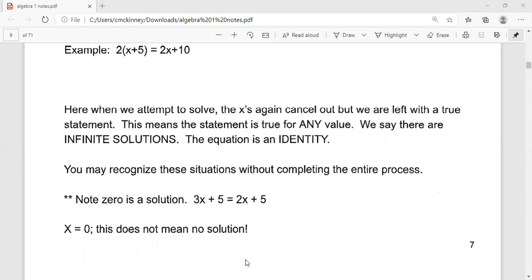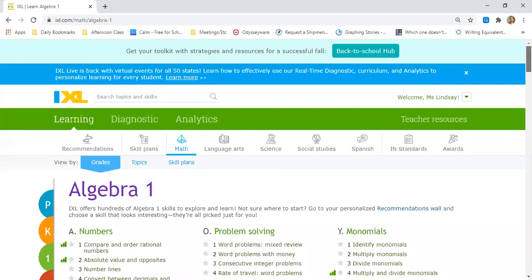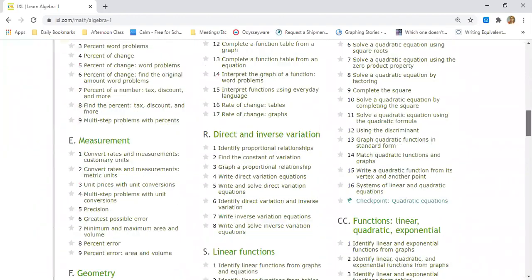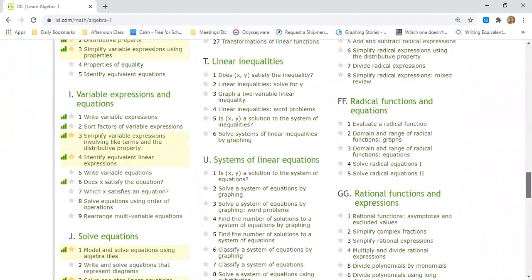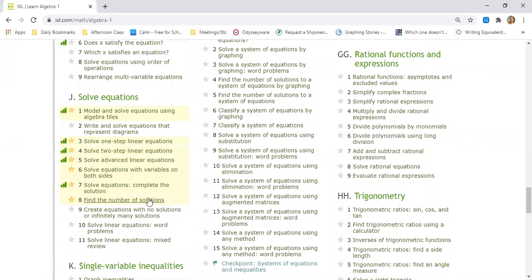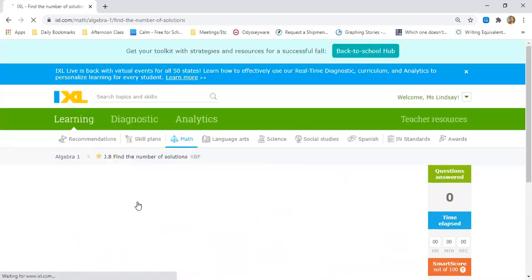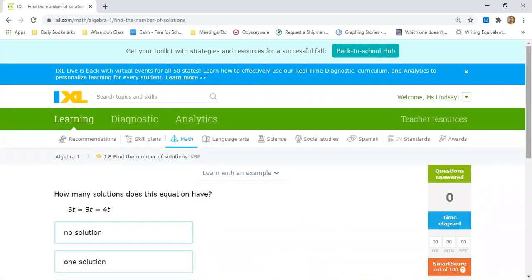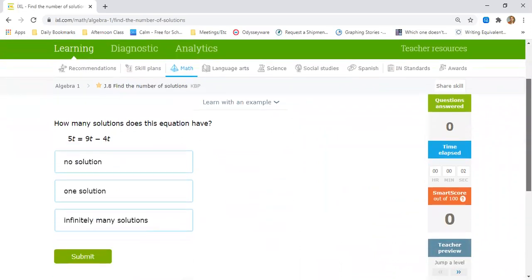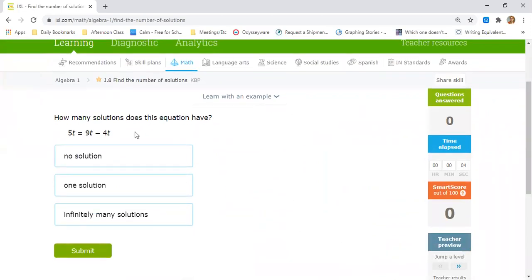So in IXL, you should see that it came up in your recommendations today. Oh, sorry. Oh, J7 you already did, my bad. J8. J7 was the one you guys rocked out yesterday. So J8, it's just asking how many solutions does it have?